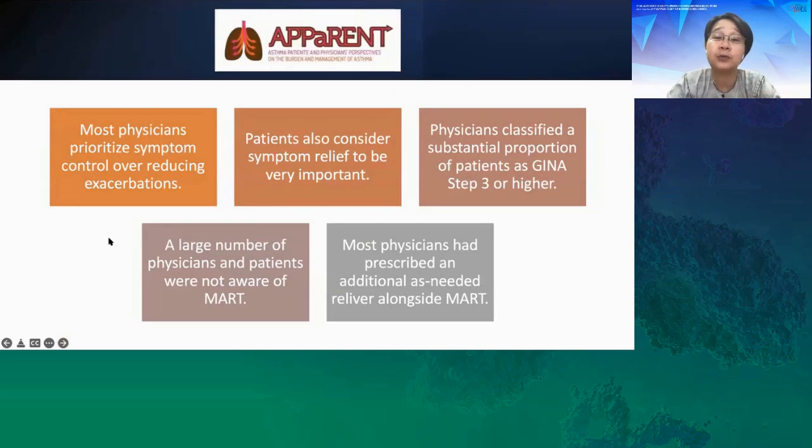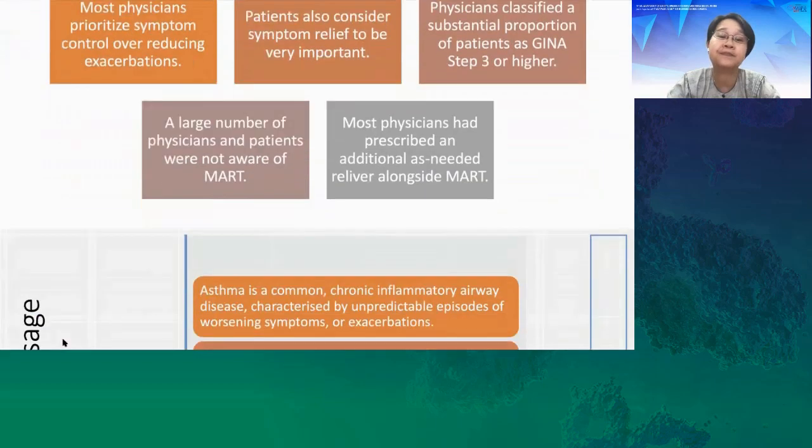This study is otherwise known as the APPaRENT study, and it found that most patients prioritize symptom control over reducing exacerbations, which is not quite correct. We should aim for both. Patients also considered symptom relief to be important, and physicians classified a substantial proportion of patients as GINA step 3 and higher. Importantly, a large number of both physicians and patients were not aware of this new way of using it, which is the MAT therapy. Because of that, most physicians had prescribed an additional as needed reliever alongside MAT. So this is the problem, right?